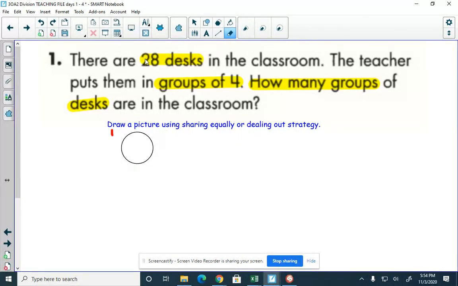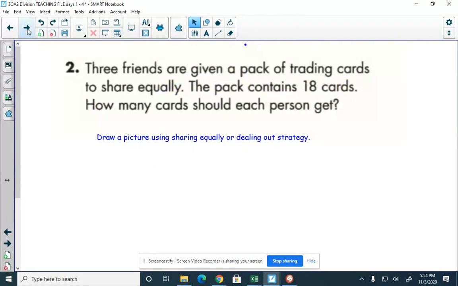So let's try another one. 3 friends are given a pack of trading cards to share equally. The pack contains 18 cards. How many cards should each person get? The important information, 3 friends. That is in word form. When you start a sentence, you have to spell it out in word form. You can't start a sentence with a digit. But what I do when I'm given a word problem and it is in word form, I just put the digit that the word represents right up above it.